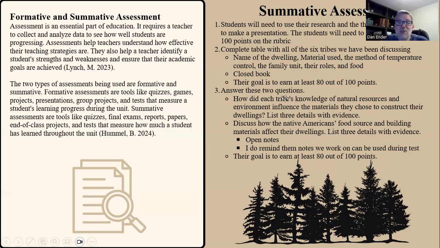In the second one, there's going to be 2 questions. These questions are: how did each tribe's knowledge of natural resources and environment influence the materials they chose to construct their dwellings? List 3 details with evidence. And discuss how the Native Americans' food source and building materials affect their dwellings. List 3 details with evidence.